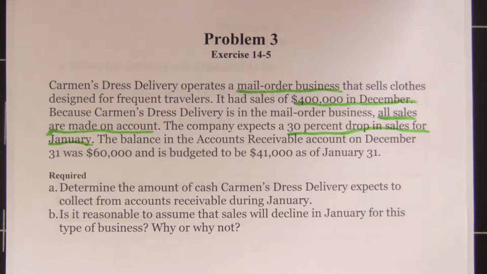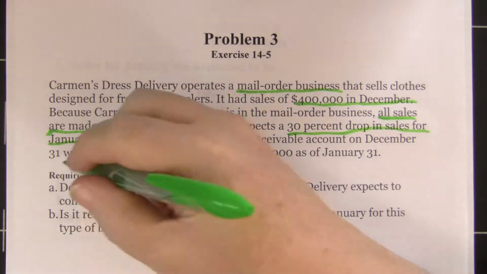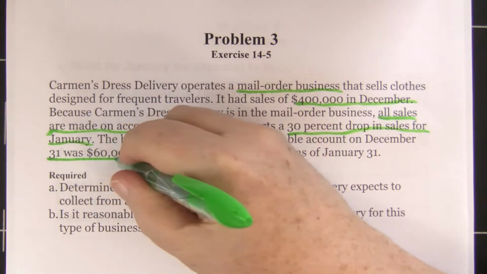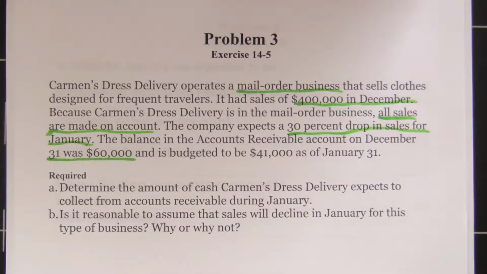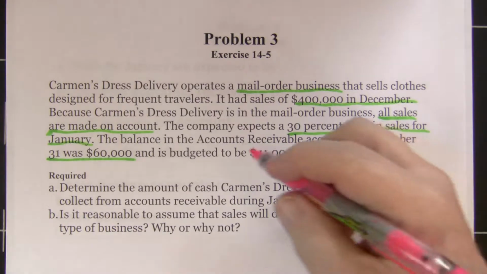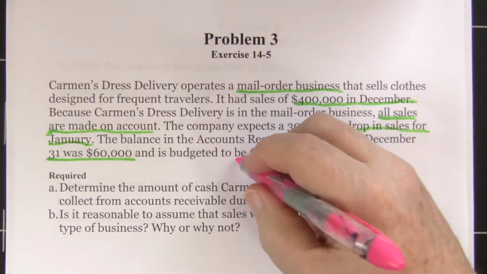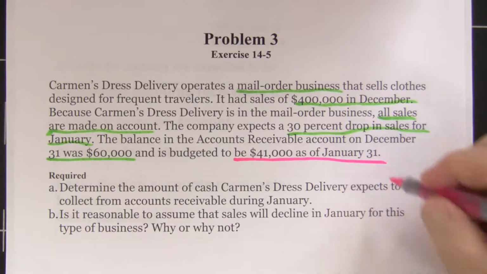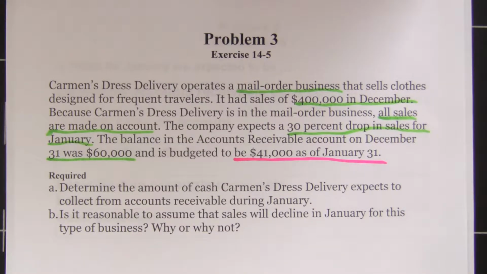The balance in the accounts receivable account on December 31st was $61,000 and is budgeted, and budgeted is hoped for, wished for. The Ouija board told them they expect it to be $41,000 at the end of January. And then it says, okay, you got the information. How much cash are they expected to collect?